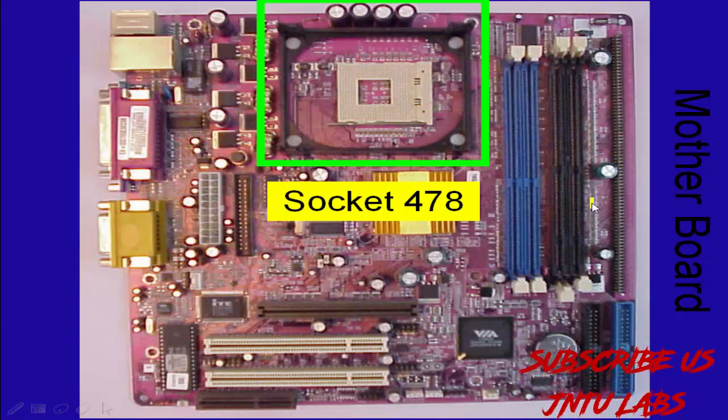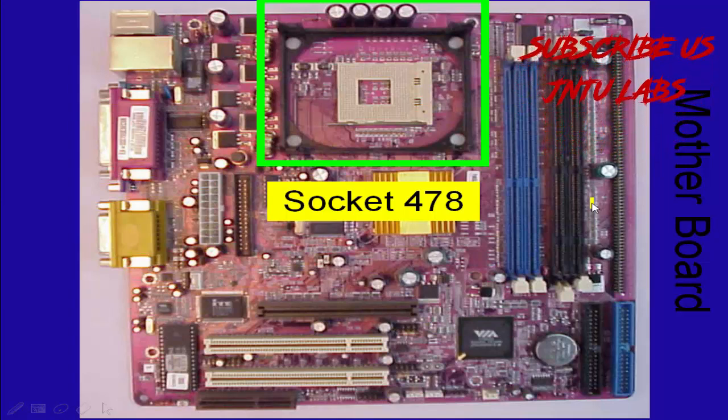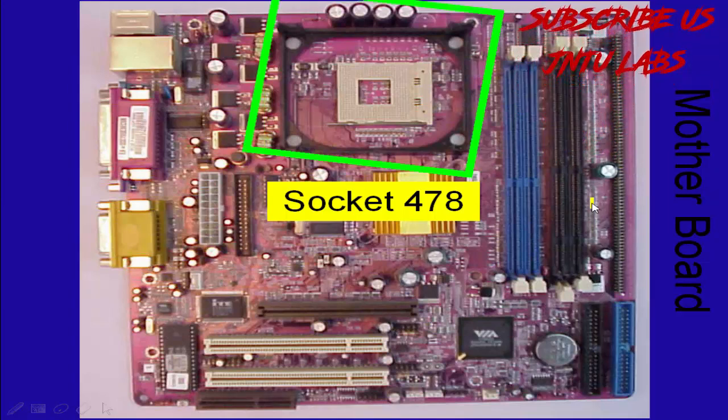Okay, so in this video we will be talking about the different components present in the motherboard. On the motherboard, we have a socket where we place our CPU. You can see the socket name is 478. It depends upon the motherboard; different motherboards have different socket names. So that part is known as the socket.